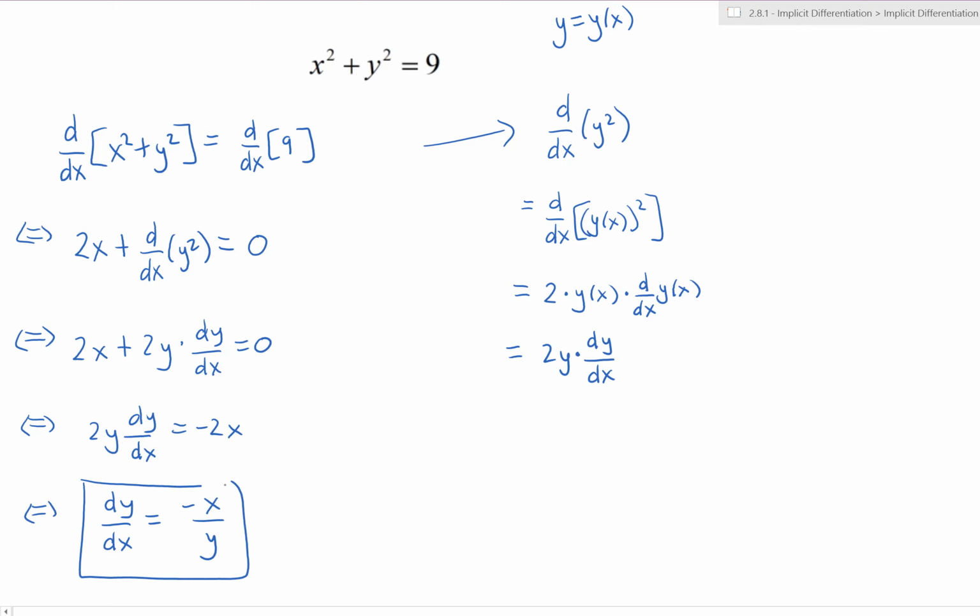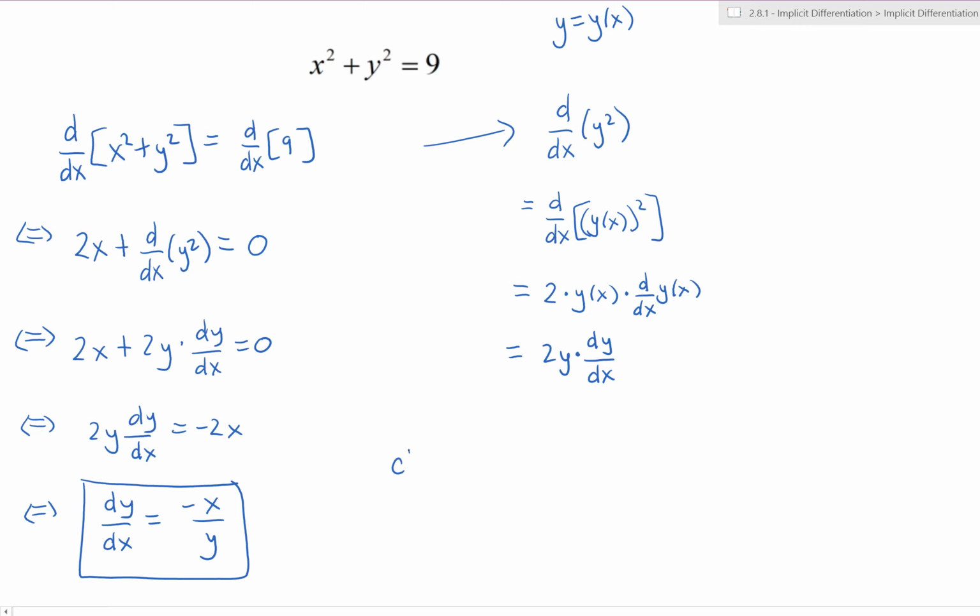Look how much cleaner that is. That's my slope at any given ordered pair. And in fact, it involves both x and y, as it should, because if I only knew x, I wouldn't know what the slope is, because I wouldn't know if I'm on the top semicircle or the bottom semicircle. So I've got to know both x and y.